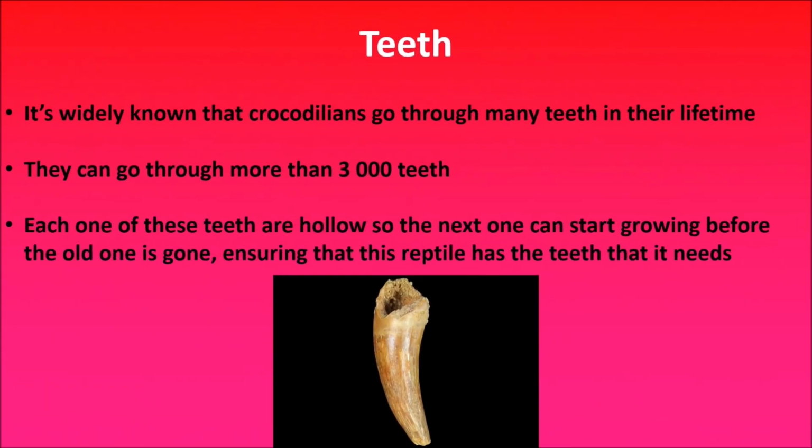Next we have teeth, and it's widely known that crocodilians go through many teeth in their lifetime. They can go through more than 3,000 teeth, and each one of these teeth is hollow, so the next one can start growing before the old one is gone, ensuring that this reptile has the teeth that it needs to survive.